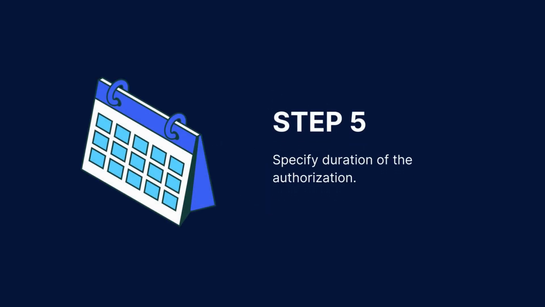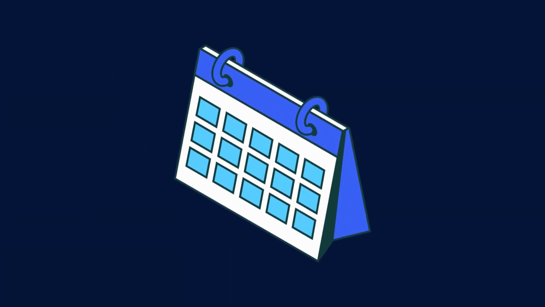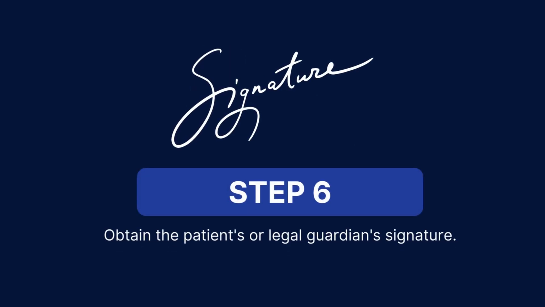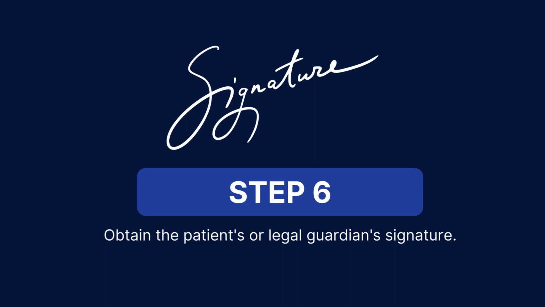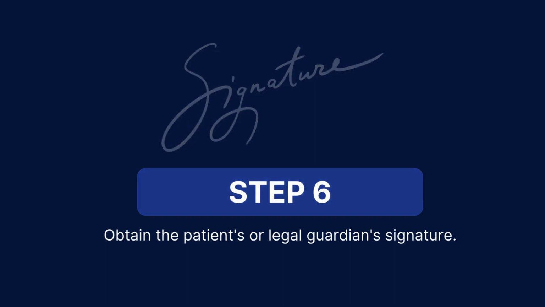Next, specify the duration of the authorization. Indicate how long the medical authorization will take, such as for a specific date or indefinitely. Lastly, obtain the parent's or legal guardian's signature. Ask the patient or legal guardian to sign and date the medical authorization form.